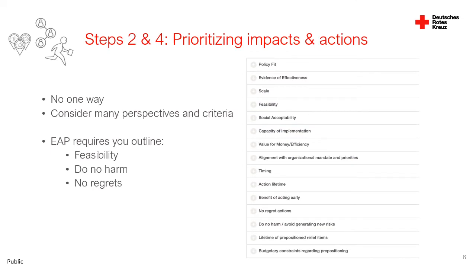Steps 2 and 4 of this chapter ask you to prioritize both impacts and potential early actions. As you can see from the screenshot of the manual on this slide, the manual covers at least 15 criteria that can help you prioritize your early actions. The important thing to remember is that there is no single way or best way to do this. It might be that not all of the criteria are applicable to your situation, but the more perspectives and the more criteria you consider, the stronger your final protocol will be.